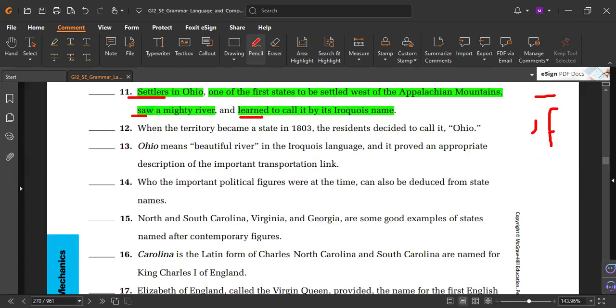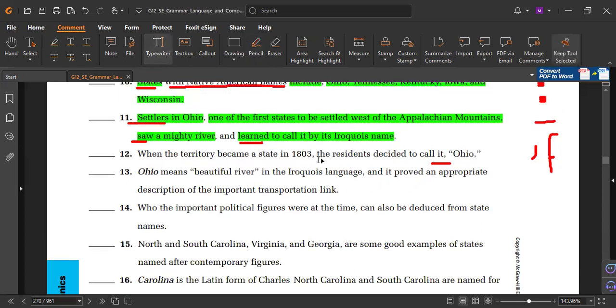Let's try number 12. "When the territory becomes a state, in 80 the residents decided to call it Ohio." Correct. No, we have a comma. Okay, I'm telling you the rules. This comma is correct. Why is this comma correct? As I told you: subordinating conjunction, complete clause, comma, complete clause, full stop, that is correct. So this comma is used because we have a subordinating conjunction at the beginning.